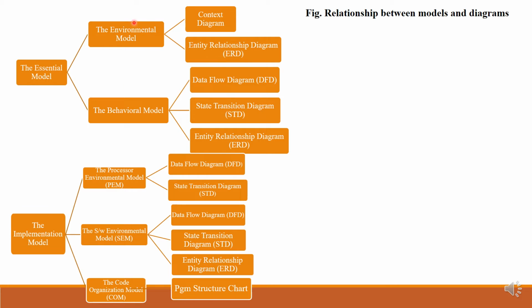As mentioned in the previous slide, the environmental model describes the behavior of the system. So we usually write a context diagram for the given system and an entity relation list, or nothing but an event list. To get the internal details of the system, we need to write three types of diagrams, that is data flow diagram, state transition diagram and entity relation diagram. So this is about the essential model.